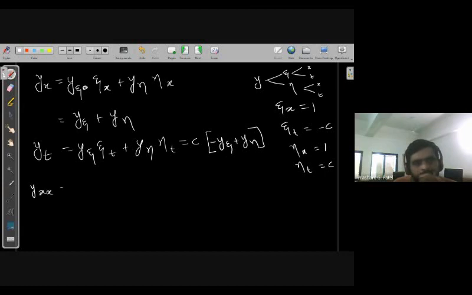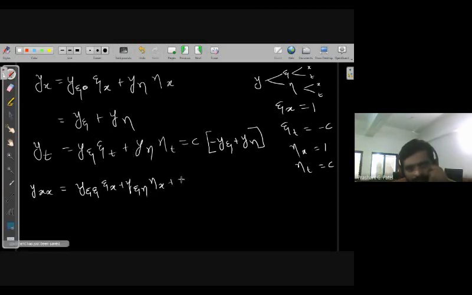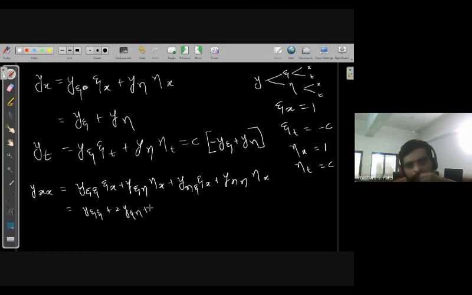Now y xx we have to calculate. That is the derivative of this one. Y xi xi into xi x plus y xi eta into eta x, plus for the second term, y eta xi xi x plus y eta eta eta x. But xi x and eta x are 1. So it will give me y xi xi plus 2 times y xi eta plus y eta eta.